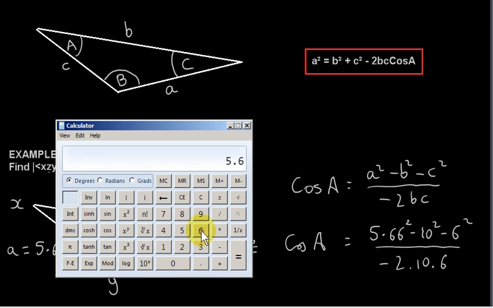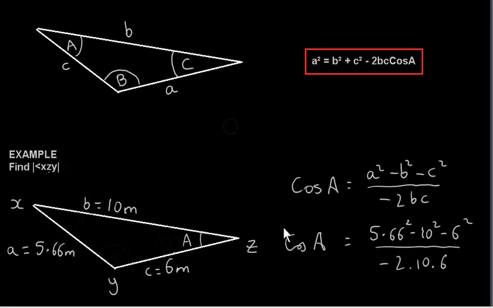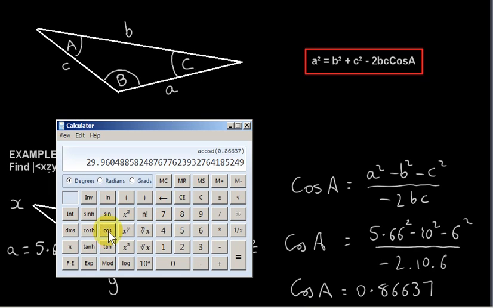So we have 5.66 squared minus 10 squared, which is 100, minus 6 squared, which is 36, and we want to divide this number by minus 2 times 10 times 6, minus 2 times 60. So we get 0.86637. So we take the inverse cos of that, and you see we get 29.96. That's very close to 30 degrees, as we saw before.